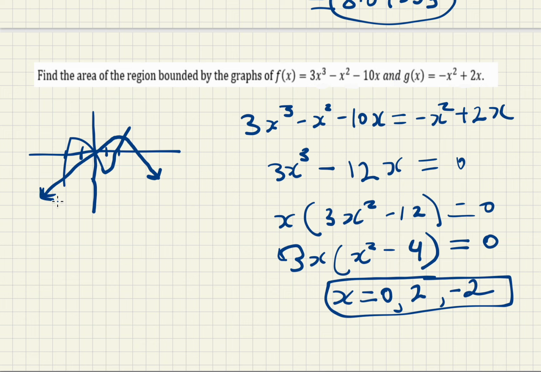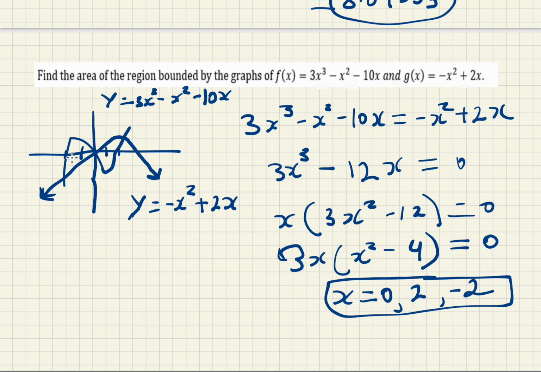This function, the function with the arrows on it at the endpoints, is y equals -x squared plus 2x, and the function, which is a bit curvy without arrows at the end, is y equals 3x cubed minus x squared minus 10x. So now that we've identified each function and graphed it out, we can identify separate areas.